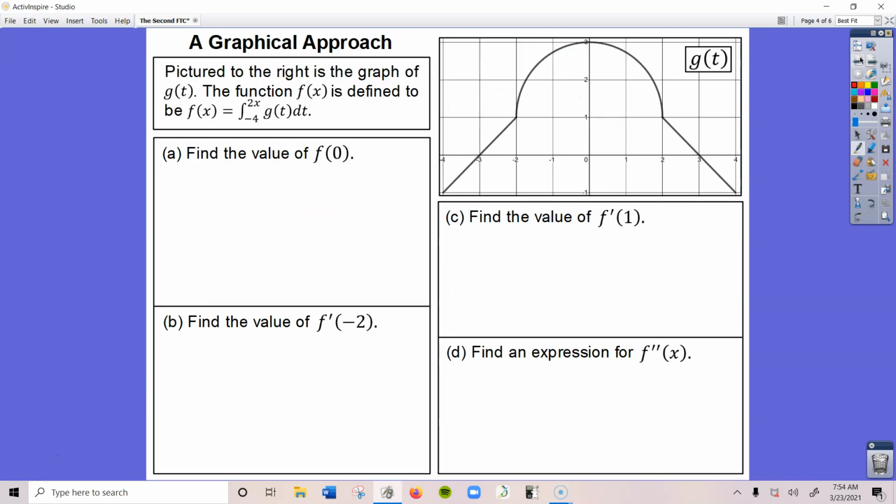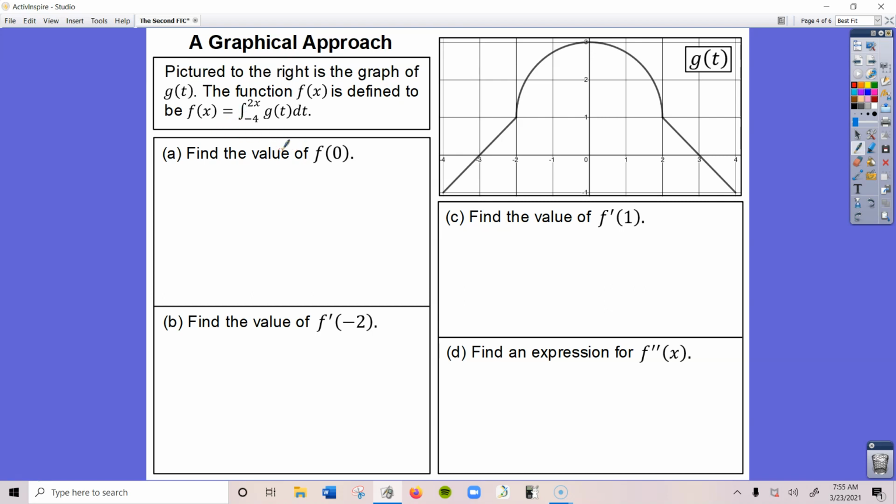Now we're going to look at a couple more examples, but using graphs, and see how we can apply that second fundamental theorem when we're given a graph instead. So we're going to look at several questions here, and not just the derivative. So we have here that the picture to the right is the graph of g of t. The function f of x is defined to be f of x is equal to the integral from negative 4 to 2x of g of t dt.